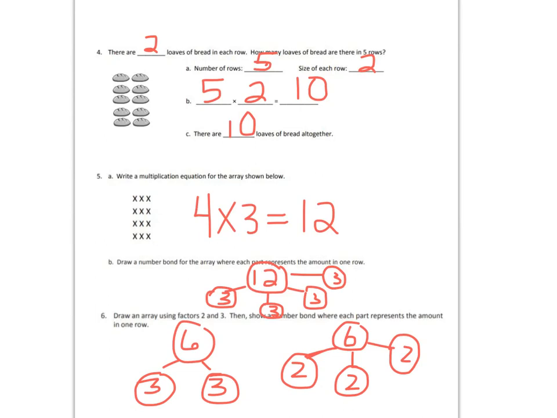In today's lesson, you guys were able to interpret the meaning of factors, the size of the group, or the number of the groups. And remember, factors are the two numbers that I multiply together, the number of groups and the size of each group. Those are my factors, the numbers I multiply together.